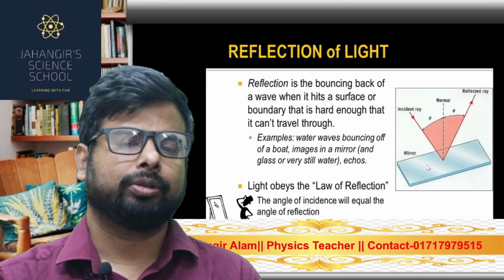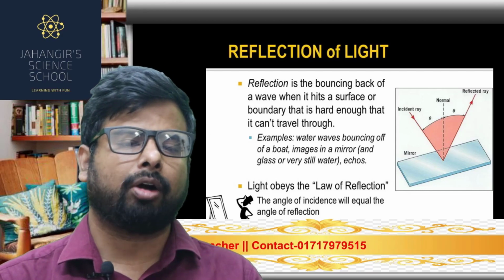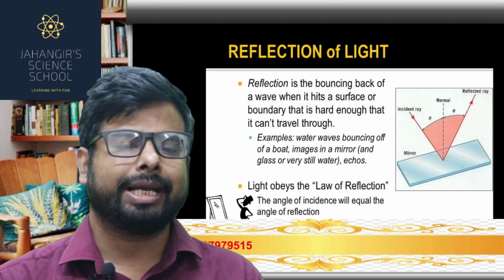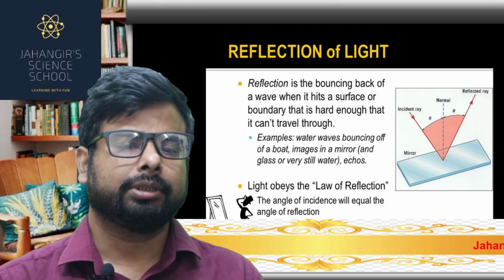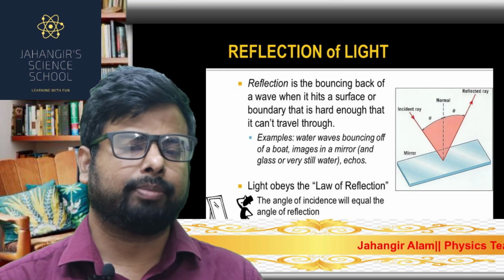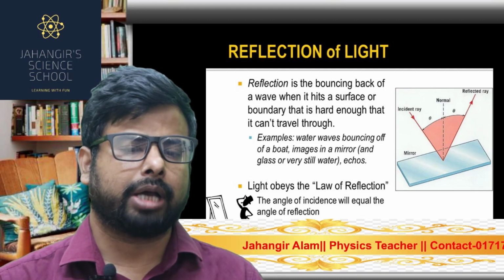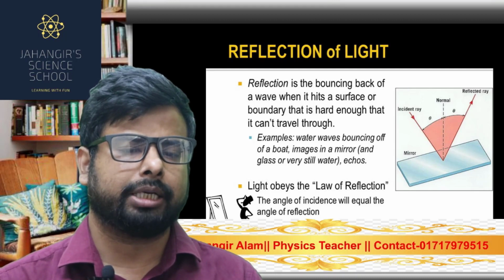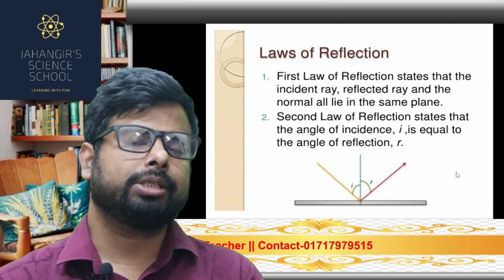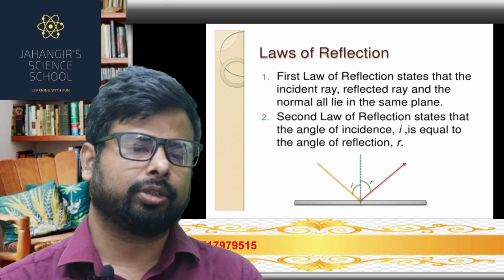Reflection of light. What is reflection of light? Reflection is the bouncing back of a wave when it hits a surface or a boundary that is hard enough that it cannot travel through. Example, water wave bouncing off a board, image in a mirror, and glass or very still water, echoes. Light obeys laws of reflection. What are the laws of reflection? There are two laws of reflection of light.